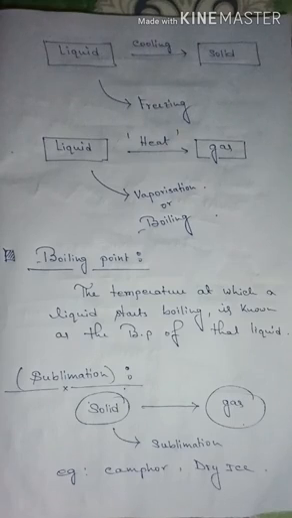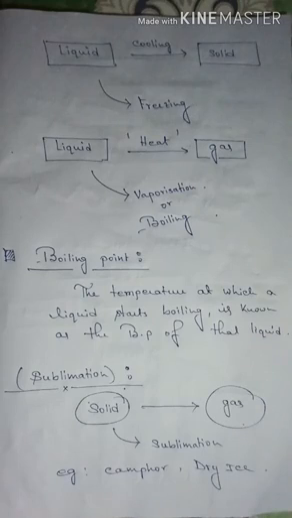Okay, and now we have boiling point. What is boiling point? Look, if we boil a glass of water or a can of water, we will see that at 100 degree centigrade, the water starts boiling. So the boiling point is 100 degree centigrade for water.